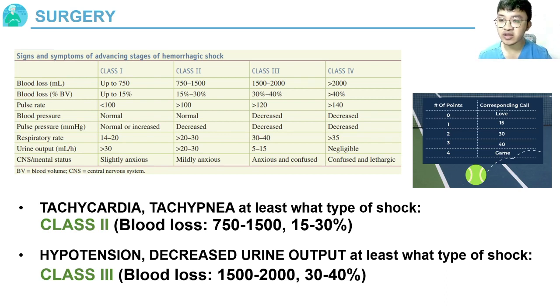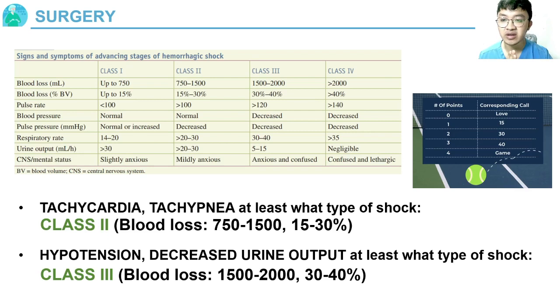So for class 1, we're talking about percentages here. That's 0 to 15%. 1, 15, that's 0 to 15. Class 2, again, we're talking percentages. Class 2 is 30, that's 15 to 30. Class 3 is 40, that's 30 to 40. And class 4 is game, that's more than 40. Again, 0 to 15, 15 to 30, 30 to 40, more than 40. Okay?